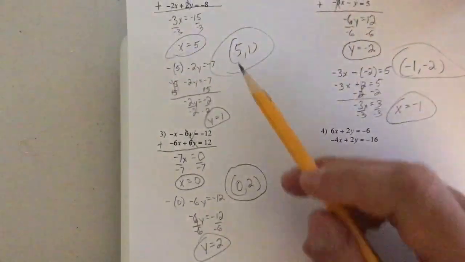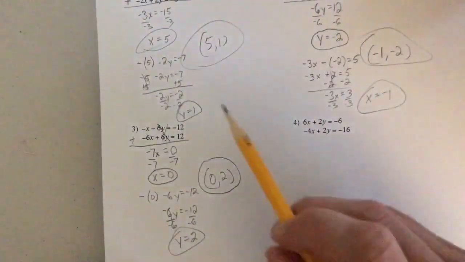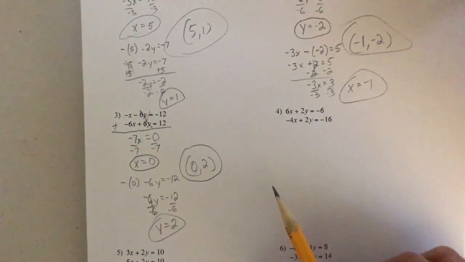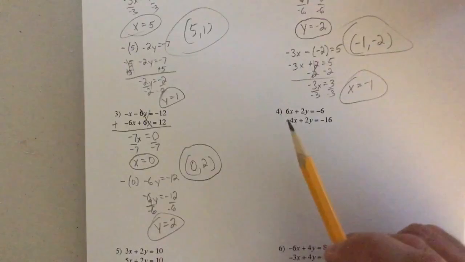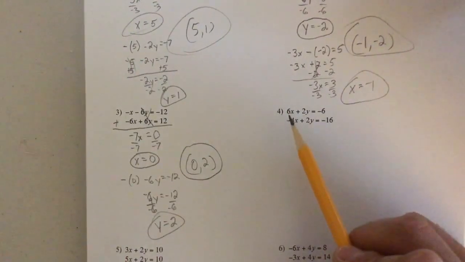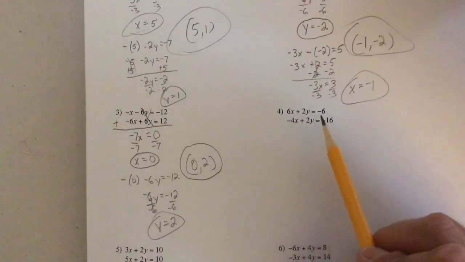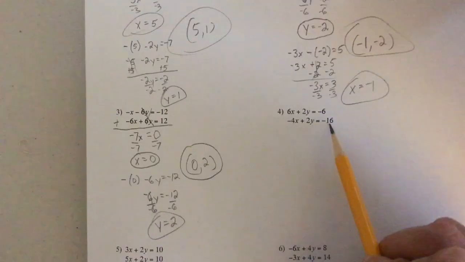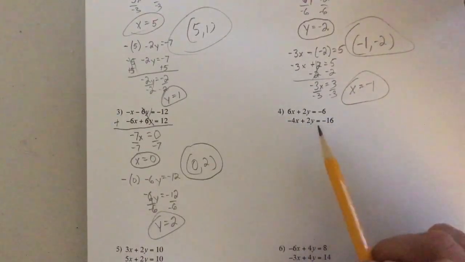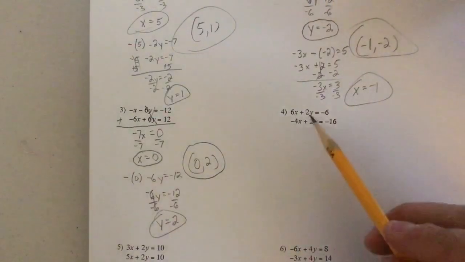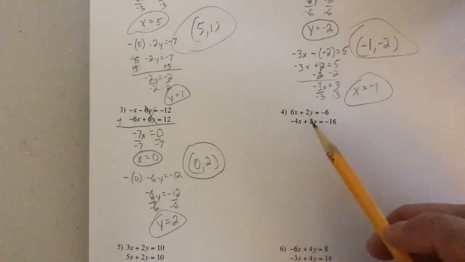Notice so far all of our answers have worked out nicely as whole numbers. Guaranteed, so will your homework. You have my word. We're going to keep rolling here, but numbers 4, 5, and 6 are a little different. If we look here, 6x plus 2y equals negative 6, and negative 4x plus 2y equals negative 16. We don't have opposites. Look, 2y, but they're both positive.